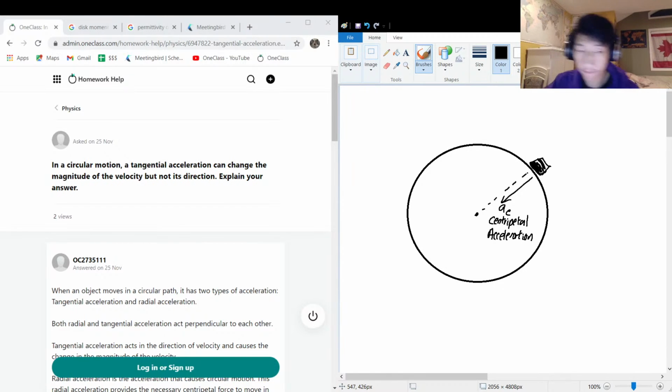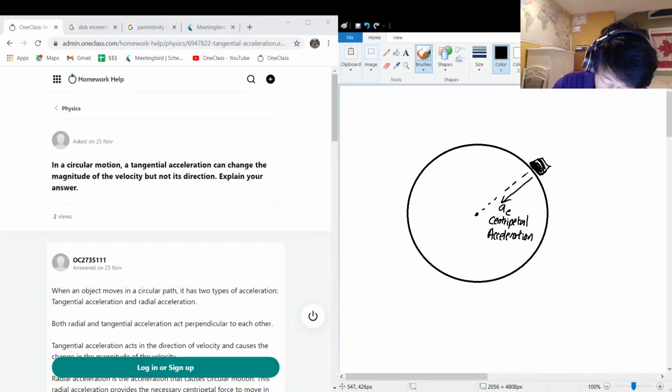Otherwise, it could be an electron going in a circular path inside an electric field, or you on a merry-go-round, and that's what you're feeling. So centripetal acceleration goes towards the center and causes your direction to change, causing the curvature in your path.